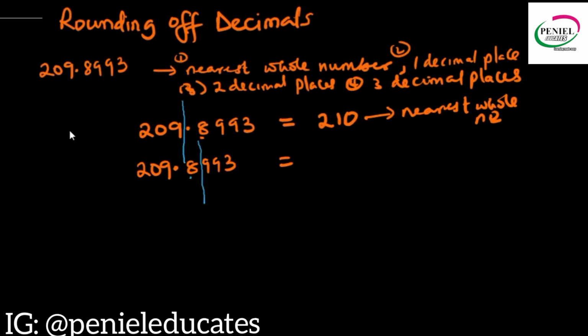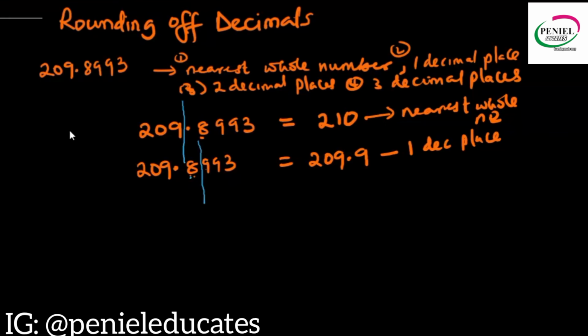This 9 is between 5 and 9. So once we turn it to 1, we add to this. So this becomes 209. You add 1 to 8, then it becomes 209.9. Okay, so this is 1 decimal place.